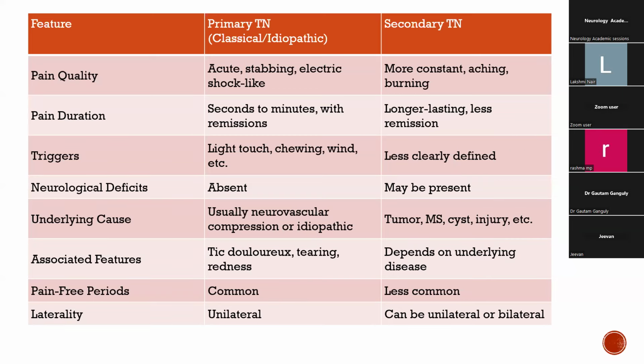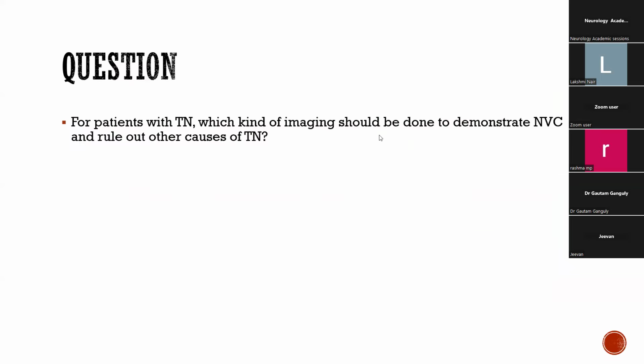And triggers are usually present in primary trigeminal neuralgia, and are less clearly defined in secondary trigeminal neuralgia. As for the underlying cause, it can be neurovascular compression, or it can be idiopathic in primary trigeminal neuralgia. In secondary trigeminal neuralgia, usually tumors, multiple sclerosis, or injury will be there. Pain-free periods are less common in secondary trigeminal neuralgia. And secondary can be unilateral or even bilateral, but primary will be mainly unilateral.